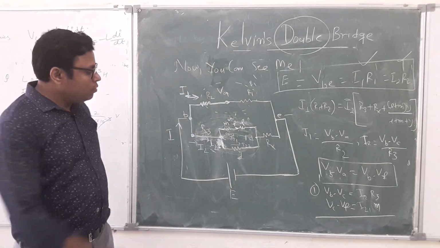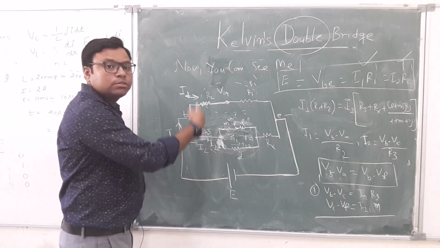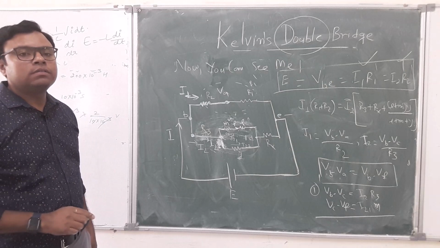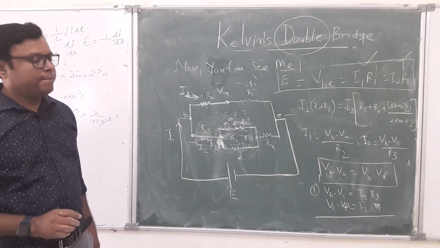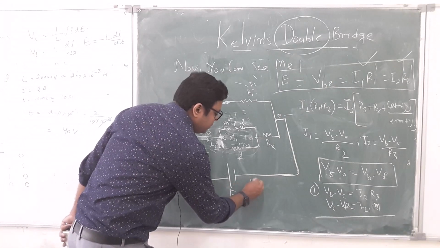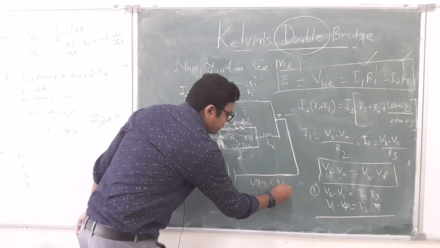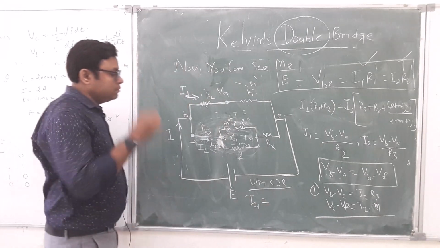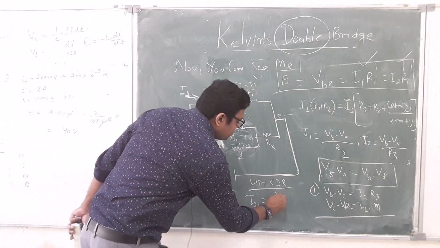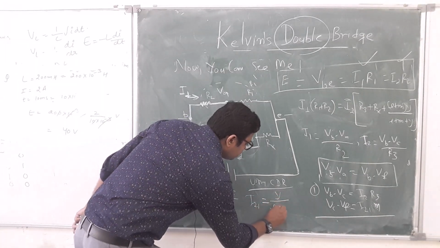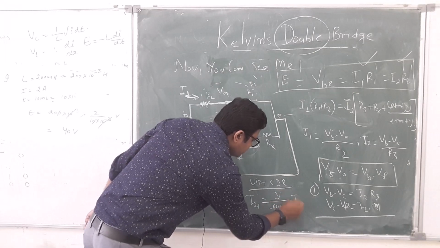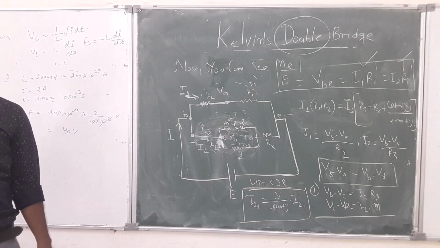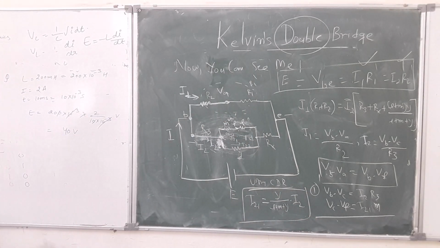So what will be I21 in terms of I2? Use the current division rule. Tell me. Using the current division rule, I21 will be equal to Y by. Am I good?